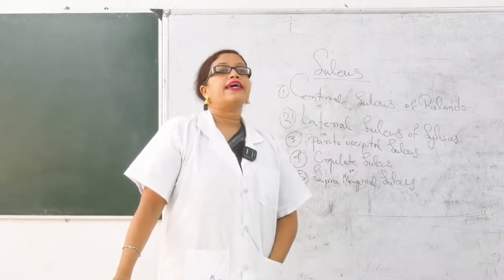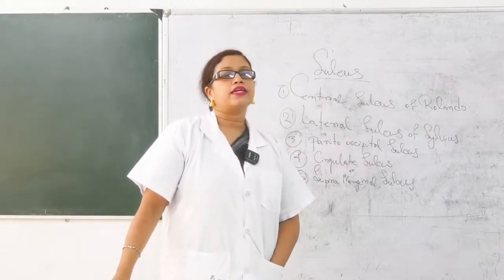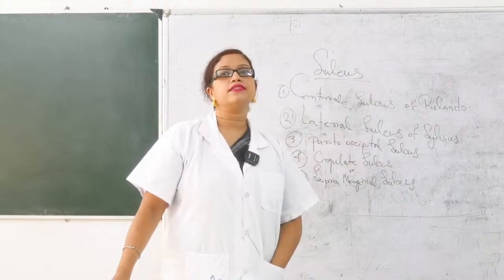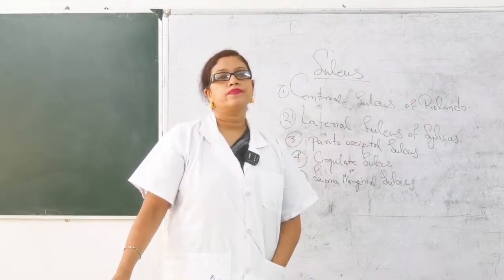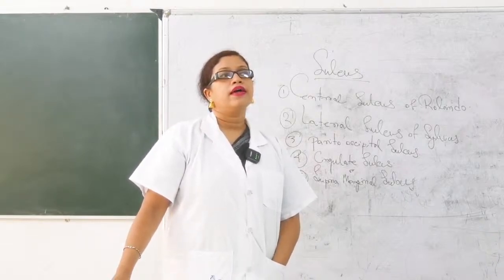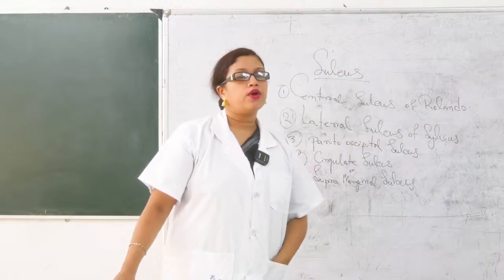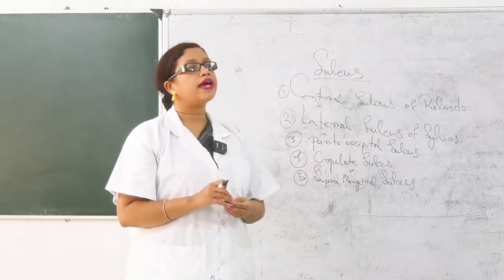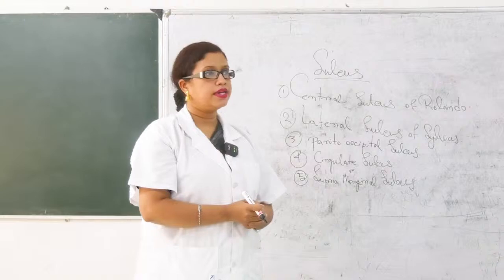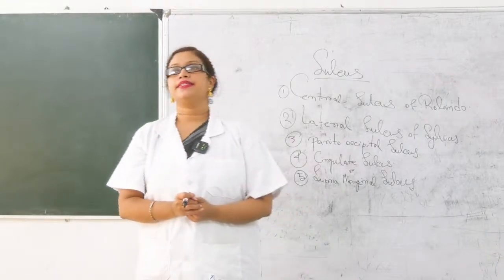Next one is the calcarine sulcus. Calcarine sulcus. Where will you get the calcarine sulcus? So write it down about the calcarine sulcus. It looks like a letter C. Okay? It is looking like a letter C.